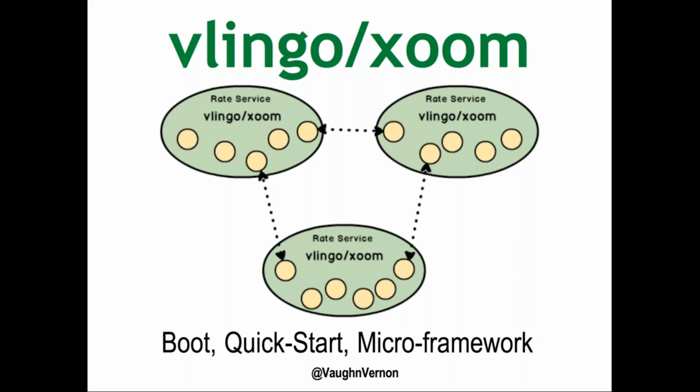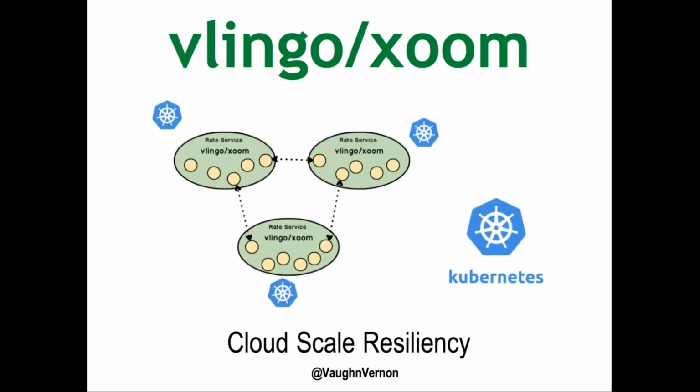And just to bring this all together, Blingo Zoom now supports Kubernetes. So we have cloud scale resiliency. If a node crashes within your cluster, that node is recovered very quickly. And this fits in with last week's presentation, which we will finally get online very soon on YouTube.